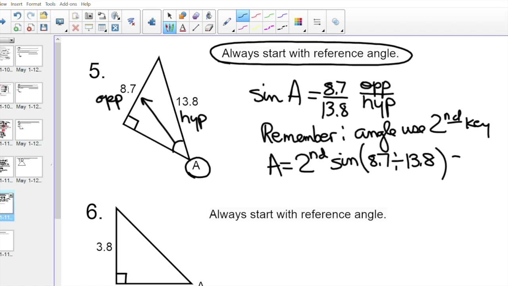And equals. So put second sine. Now open that parentheses and put 8.7 divided by 13.8. And my calculator said 74 degrees. Now it is rounded off to no places. You do no places on angles.